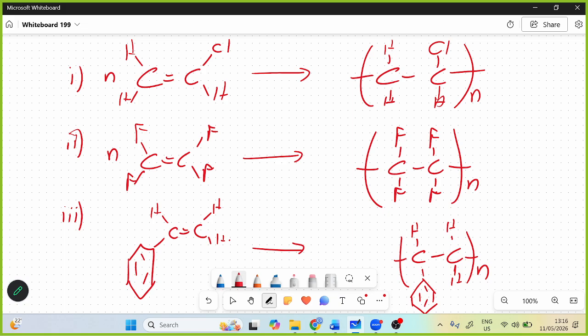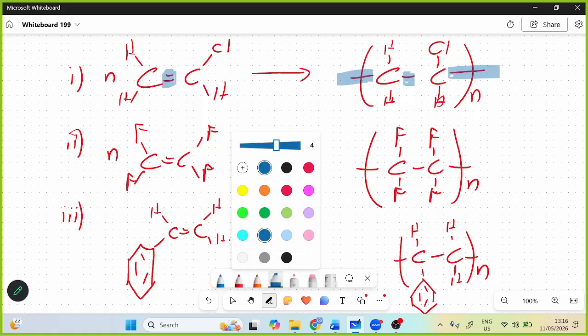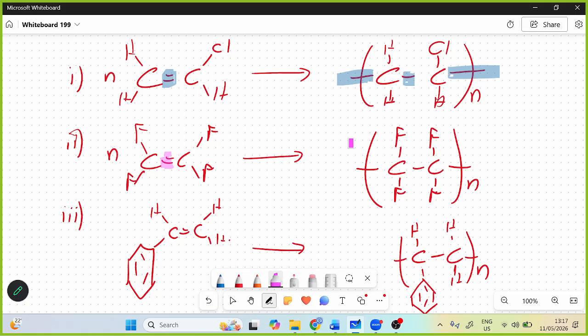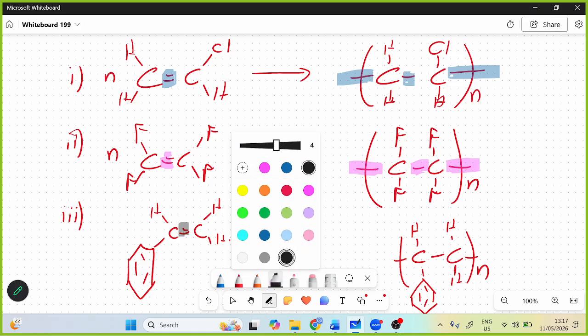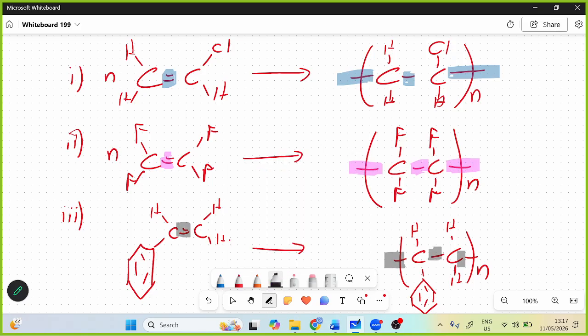So, polymerization. You can have any double bond. The double bond opens up to form a single bond, and you have the continuation of the polymer, for all of them, irrespective of what the group is.